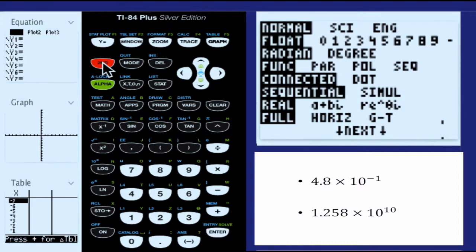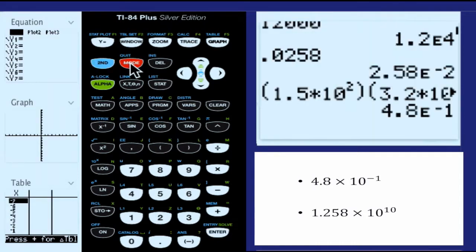Remember that is second and mode because the quit is in blue. And let's type in 4.8 e or times 10 to the -1. So we need to put this in scientific notation mode. So we're going to type in 4.8. Now remember up here on the screen you see the e and the 4 is the exponent and then e and the -2, so that's times 10 raised to the -2. We've got to plug that in just like the calculator sees it.